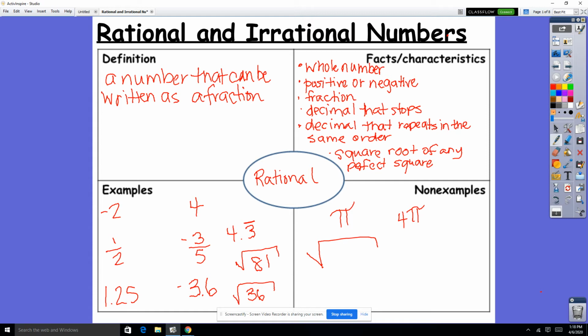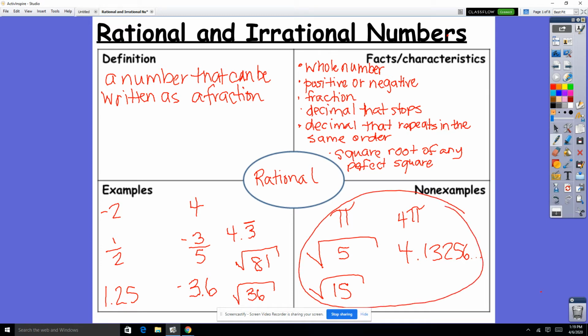We said perfect squares are like 1, 4, 9, 16, etc., because when you take the square root of that, you get a whole number. So the square root of 5 isn't a perfect square. The square root of 15 is not a perfect square. So those are irrational numbers. Also, a decimal that repeats in no order is going to be a non-example, like 4.1325, etc. It's not repeating in any order, so it is not a rational number. All these non-examples are going to be irrational numbers.